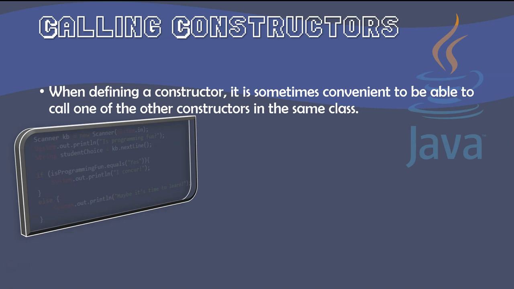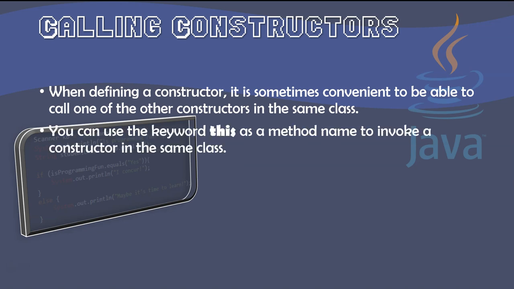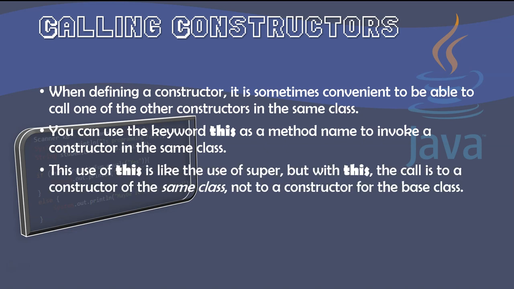When we're defining a constructor, it's sometimes convenient to be able to call one of the other constructors within the same class, because sometimes we have multiple different things, whether it's a no-arg constructor, a parameterized constructor, etc. If we want to help differentiate things, we can use the keyword this as a method name to invoke a constructor within that same class. The use of this is very similar to how we use the keyword super, but with this, the call is to a constructor of the same class, not to a constructor of the base class. So it's going to function pretty similarly, except we're not using the super call, we're using the this call.